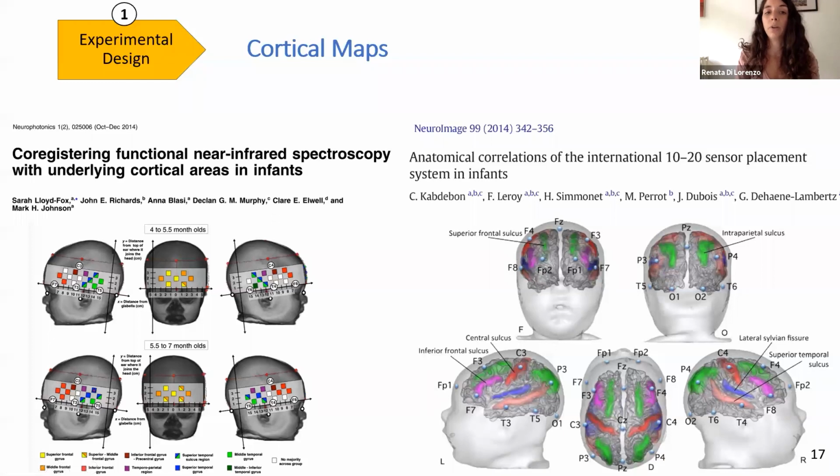This is an example, but you could also look at younger infants. There is an EEG paper published in 2014 that also gives you some sense of the 10-20 system locations that you can use as a reference point. But still, research, as Paola said, is ongoing, so atlases are still being created at this moment.